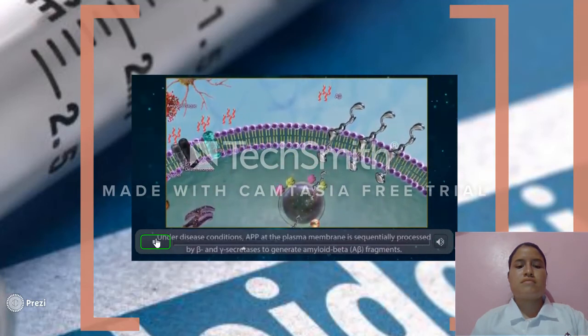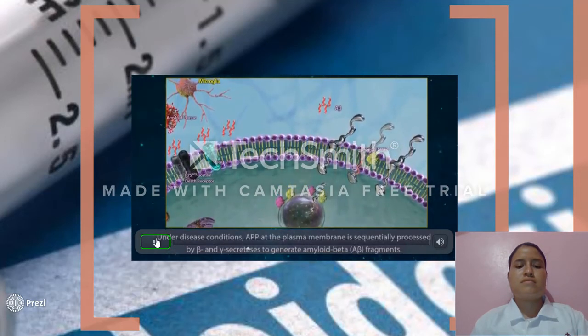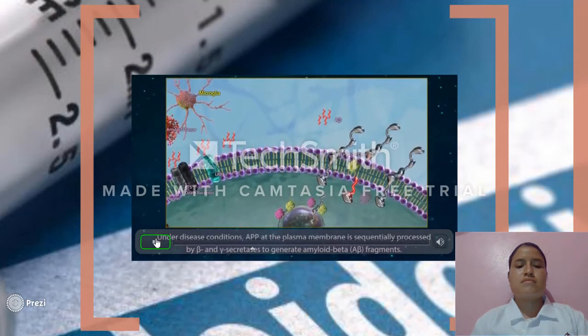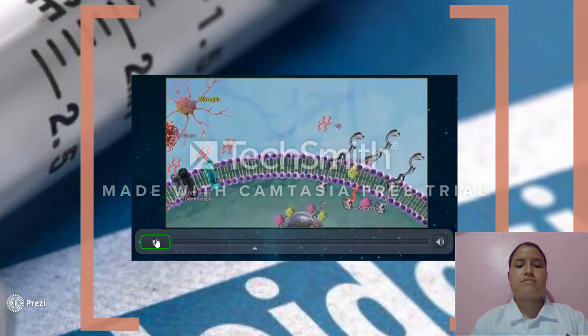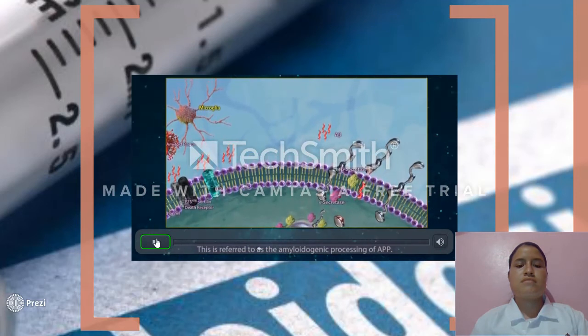Under disease conditions, APP at the plasma membrane is sequentially processed by beta and gamma secretases to generate amyloid beta fragments. This is referred to as the amyloidogenic processing of APP. Amyloid beta fragments have a propensity to aggregate and form oligomers, which eventually form large proteinaceous deposits known as amyloid plaques.